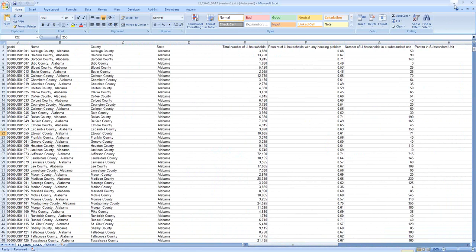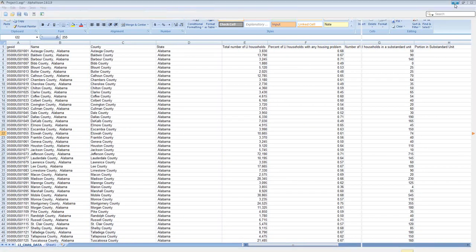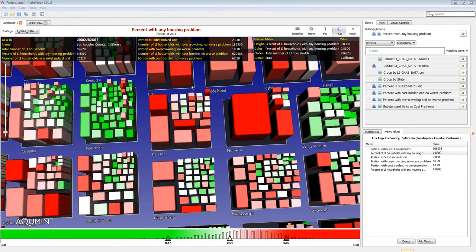Let's look at this now in Acumen's Alpha Vision. And here I've converted those numbers to a visual landscape. And let me go through what we're looking at and how I've drawn this picture. First, notice we have a lot of what essentially look like buildings.